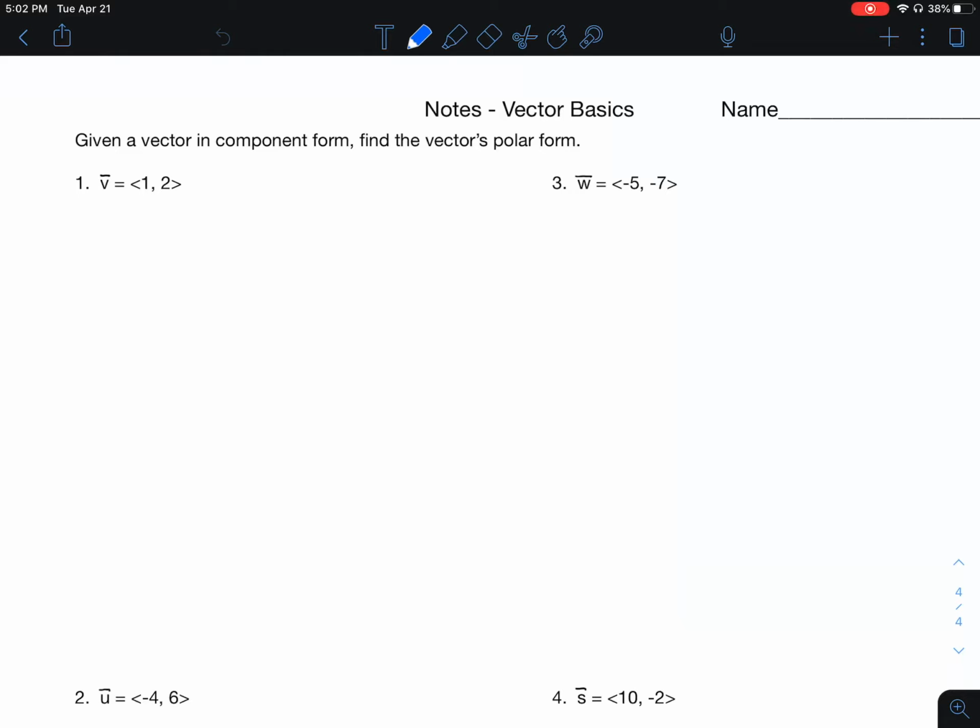This is the fourth notes for vectors. Up to this point, we have used a lot of special right triangles. The special right triangle train is not going to happen in this section, or at least it's not going to be prominent. Given a vector in component form, find the vector's polar form.